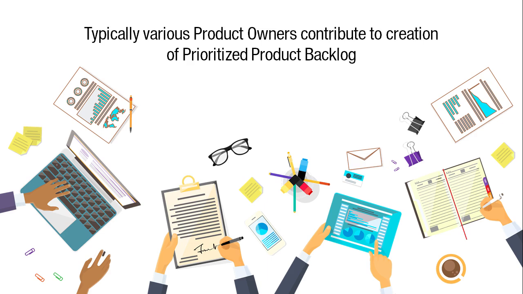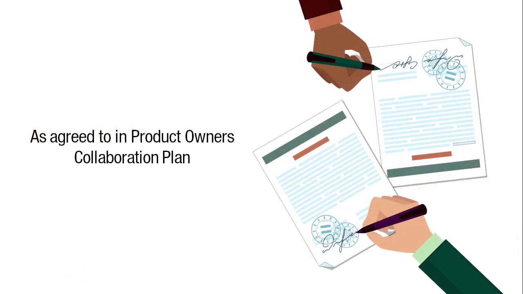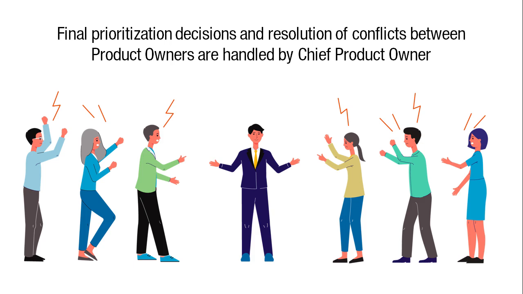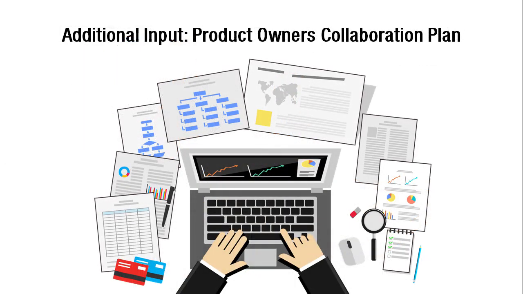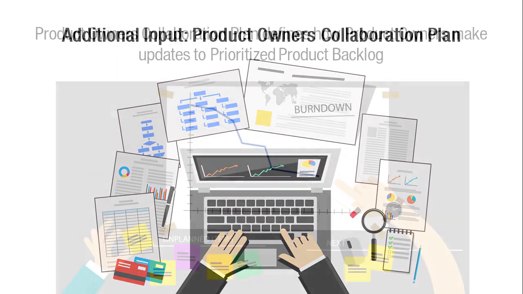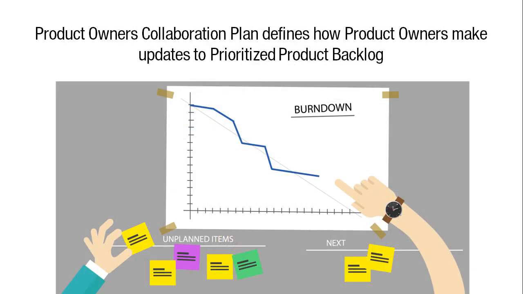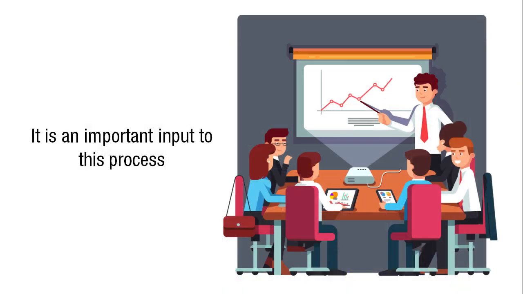Typically, the various product owners contribute to the creation of the prioritized product backlog as agreed to in the product owner's collaboration plan. Final prioritization decisions and resolutions of conflicts between product owners are handled by the chief product owner. Otherwise, the process is done the same way as in a typical small Scrum project. Additional input, product owner's collaboration plan. Since the product owner's collaboration plan defines how the product owners make updates to the prioritized product backlog, it is an important input to this process.